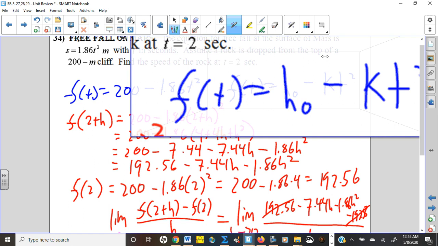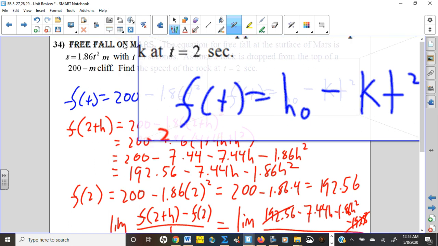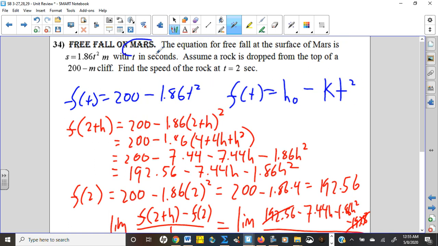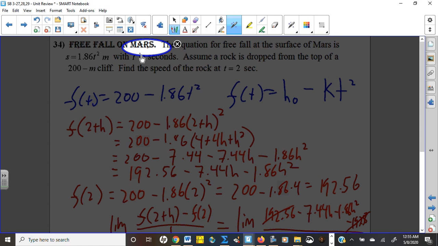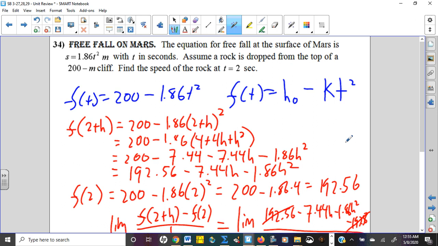minus the rate of fall, where k is the gravitational constant, depending, I guess, on what planet you're on. So in this case, they said that we were on Mars, so it's a smaller constant, 1.86, than you would have on Earth, because Mars has less gravity. Smaller planet, no atmosphere, but mostly because it's a smaller planet.